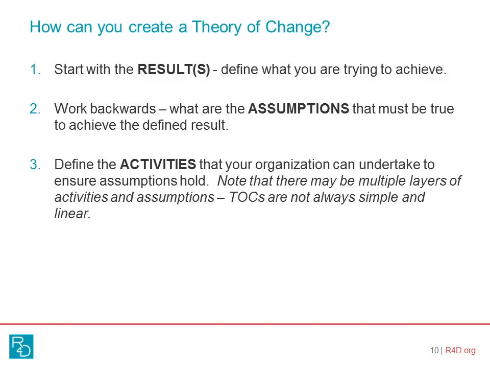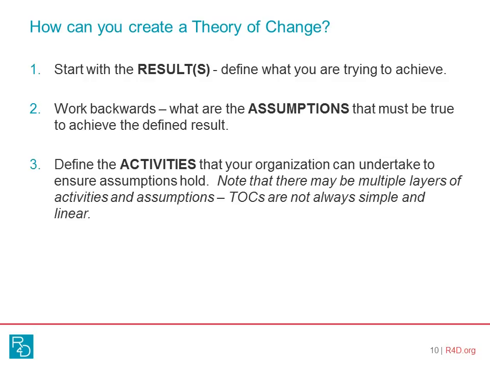But for those creating a theory of change for the first time, there are 3 basic steps you can take. And they actually start with the results, not the activities. This is a common mistake that organizations make when they're first starting a theory of change. The first step is to start with the result, defining what you are trying to achieve. And again, the smarter that you can make this result or goal, the better and the more useful it will be for your theory of change.